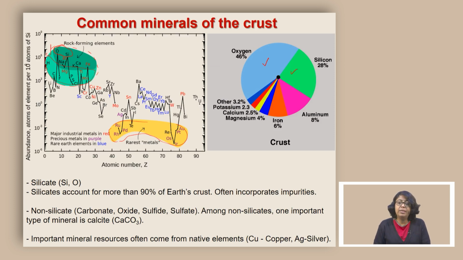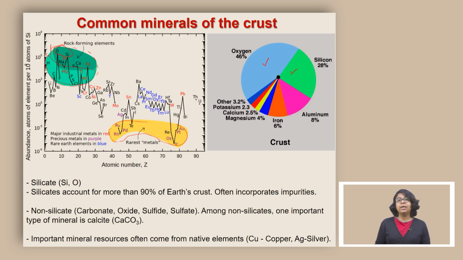Silicates account for 90% of the earth's crust. So, of all minerals that we can find in earth's crust, 90% are silicate minerals, and they often incorporate impurities, and therefore we find a large variation in them. The rarest of the minerals are the native elements such as copper, silver, gold. These often appear as ores, but they are basically native elements which we get directly rather than finding them in a compound. Now, let us concentrate on the silicates.